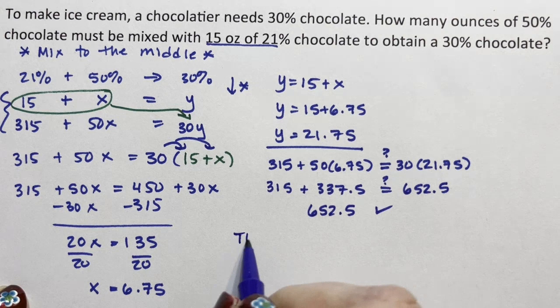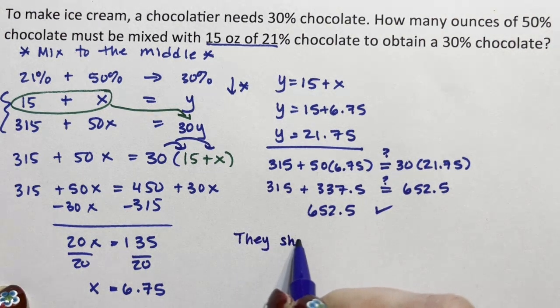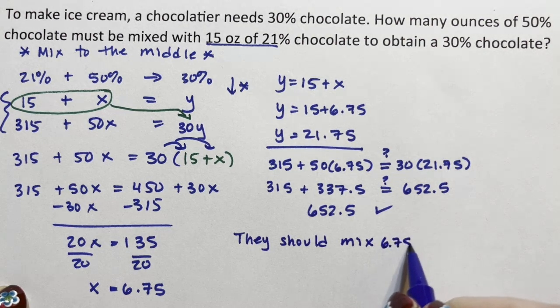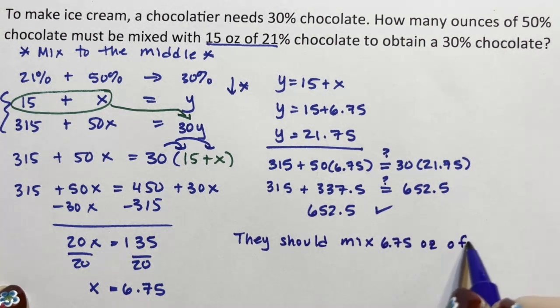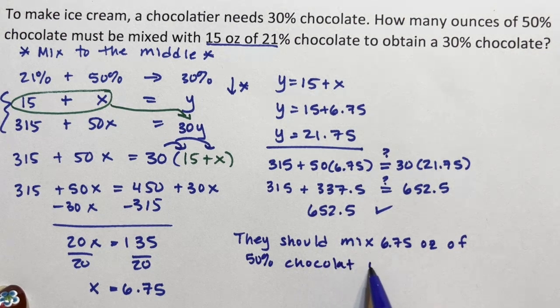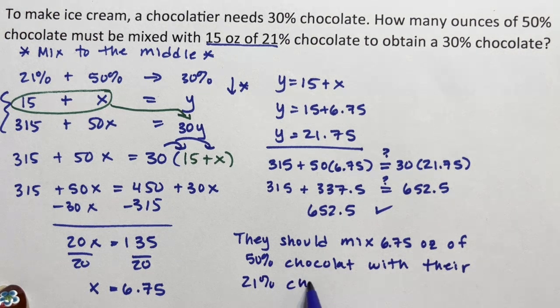So they should mix 6.75 ounces of 50% chocolate with their 21% chocolate to make 30% chocolate.